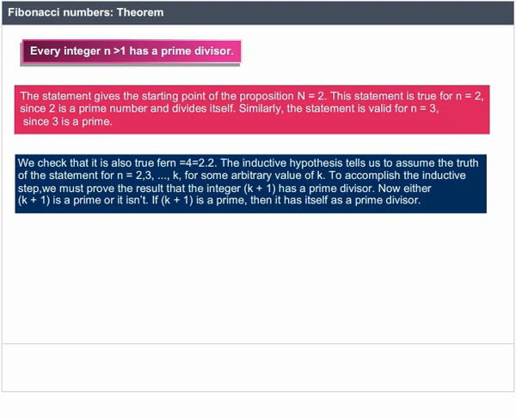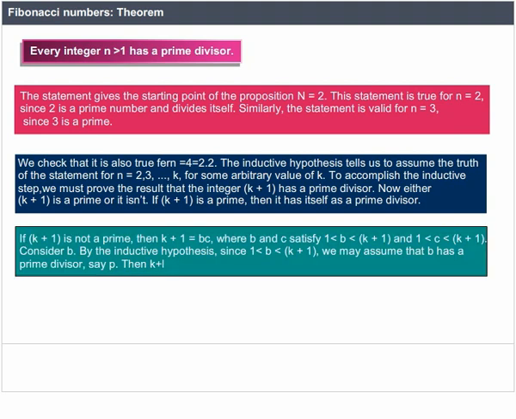Now either k plus 1 is a prime or it isn't. If k plus 1 is a prime, then it has itself as a prime divisor. If k plus 1 is not a prime, then k plus 1 equals bc, where b and c satisfy 1 less than b less than k plus 1 and 1 less than c less than k plus 1. Consider b. By the inductive hypothesis, since 1 is less than b less than k plus 1, we may assume that b has a prime divisor, say p, then k plus 1.